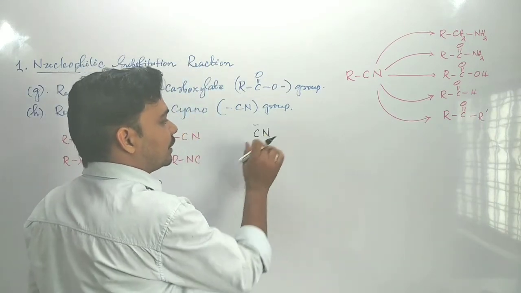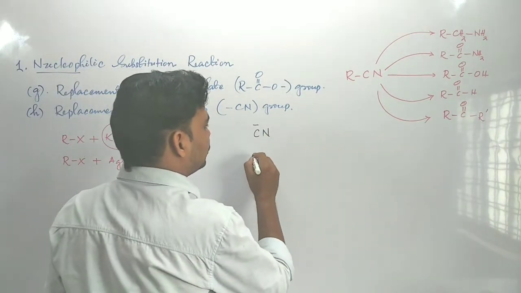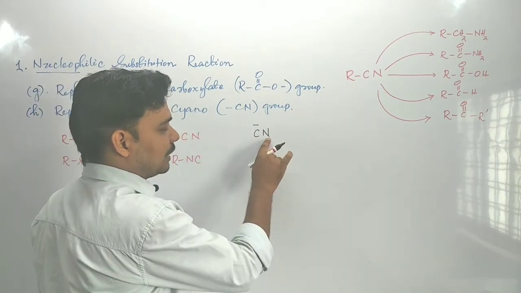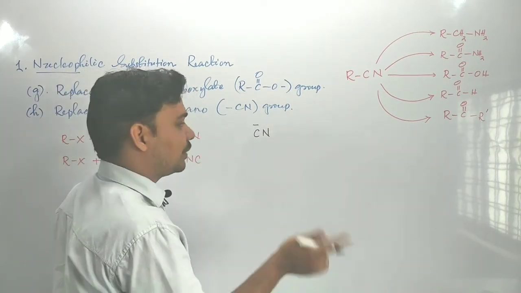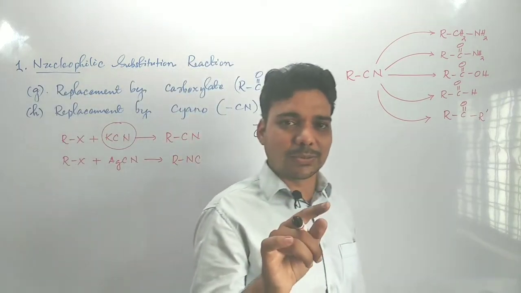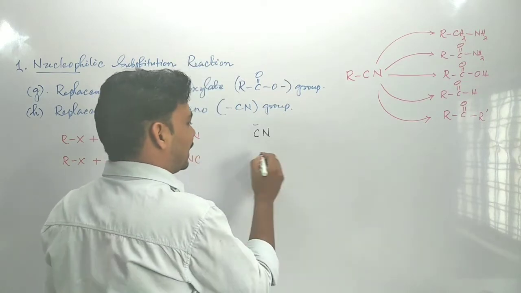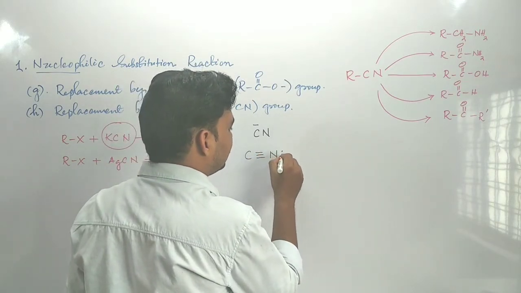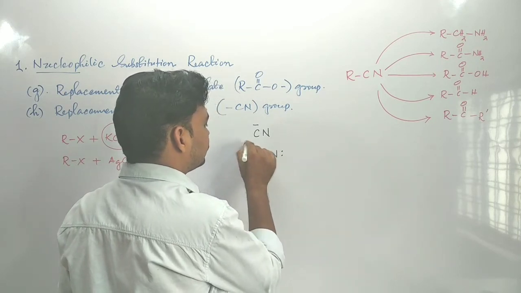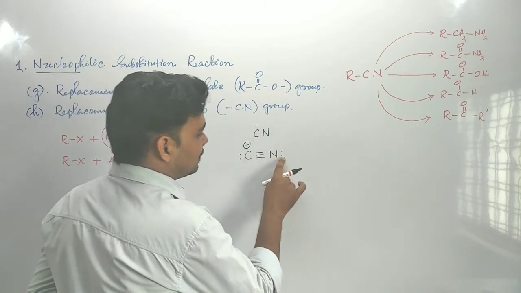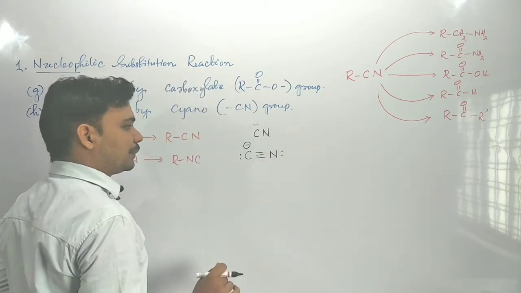Let us consider the Lewis dot structure of this cyanide group. Overall 10 electrons are there. Carbon has 4 electrons, nitrogen has 5 electrons. 5 plus 4, 9. One extra electron is there due to negative charge. So 10 electrons. Let me arrange these 10 electrons in terms of Lewis dot structure, then we will have this kind of structure. Okay. This is 6 electrons plus 2 electrons plus 2 electrons, 10 electrons.